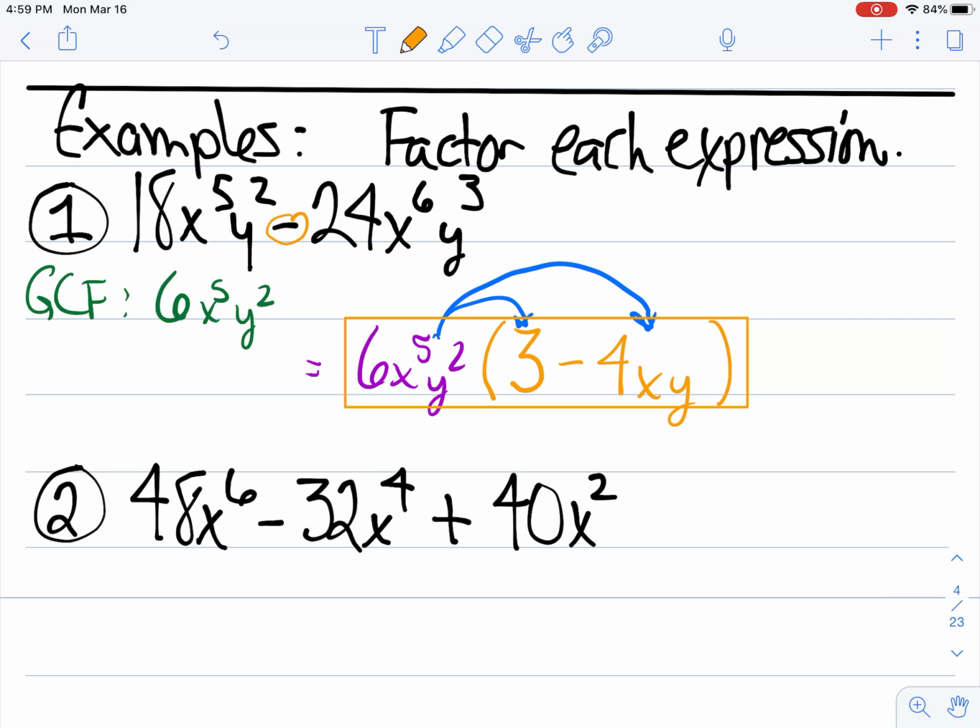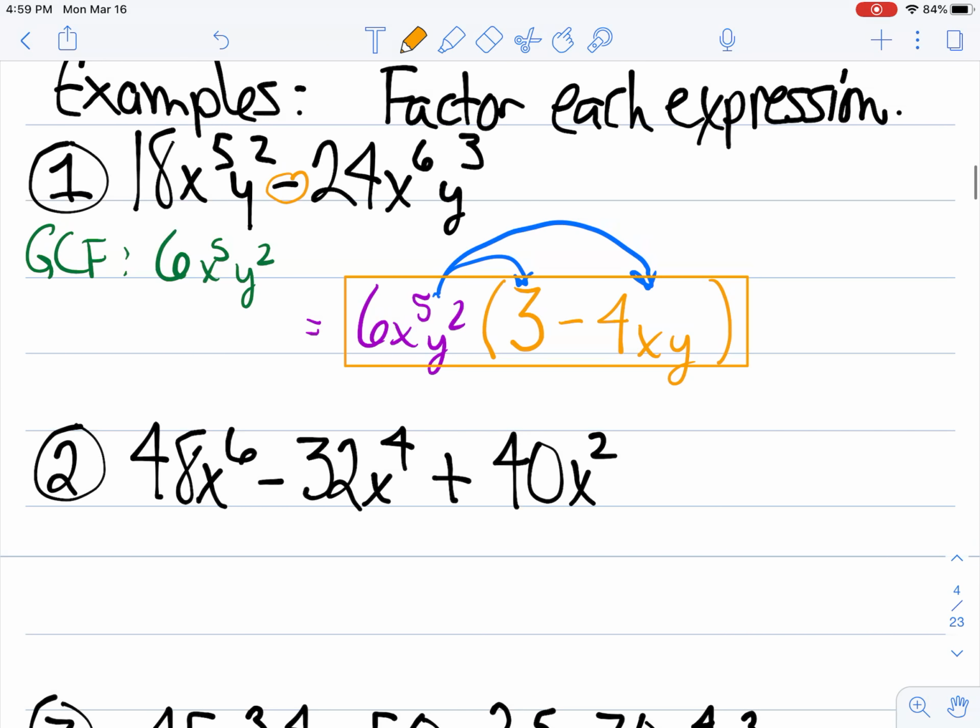Okay? Perfect. Let's go on to number 2. Okay, now on number 2, we have 48x to the 6th minus 32x to the 4th plus 40x squared. Go ahead and hit pause and try to figure out the GCF on your own, and then I'll help you with the second step.